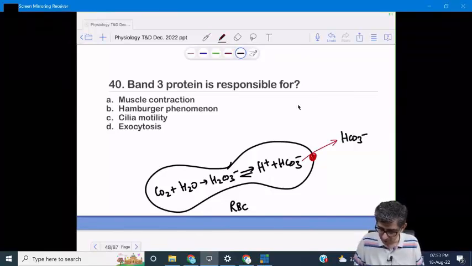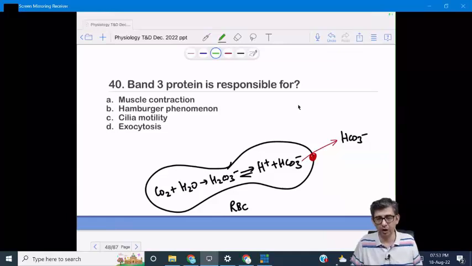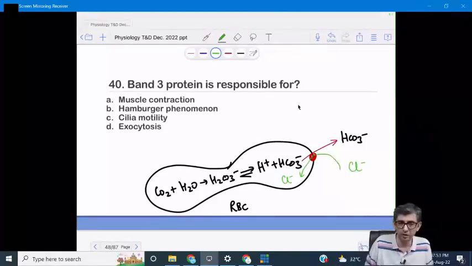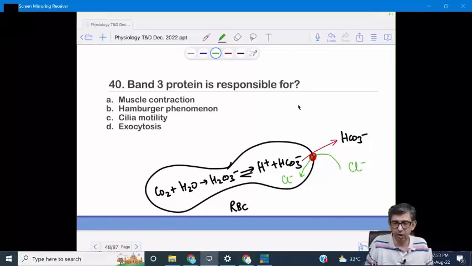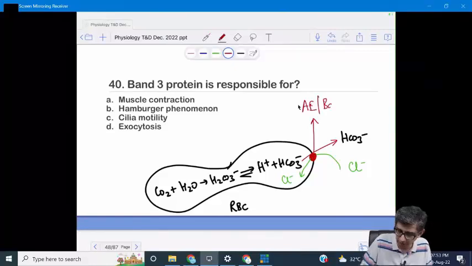So because one negative charge is going out, a negative charge in the blood, chloride, will be allowed to come in. This chloride which is going inside the RBC is what is called as Hamburger phenomenon, or is simply called as chloride shift. This protein that I've shown in red before you is the one that is being talked about. We are either gonna call it an anion exchanger, AE, or we are gonna call it a band 3 protein.